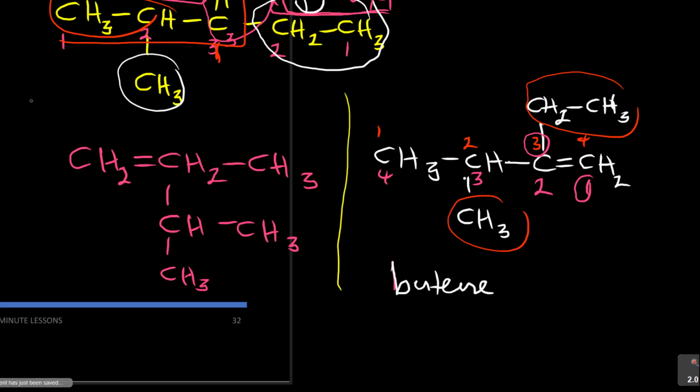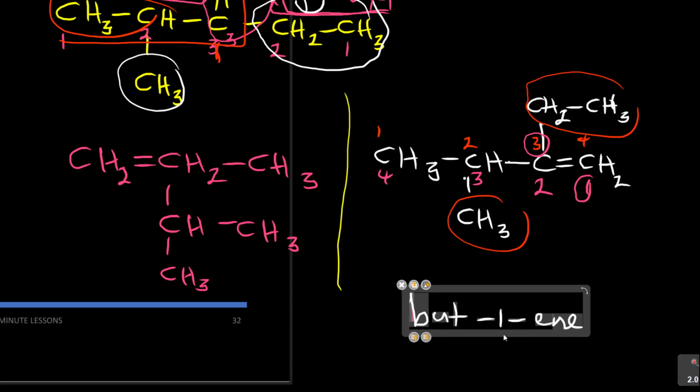Okay, and as I told you, butene, where is the double bond? In carbon number 1, but we don't write it like that. We don't say 1-butene. You say but, and then hyphen 1-ene. That's the first part.